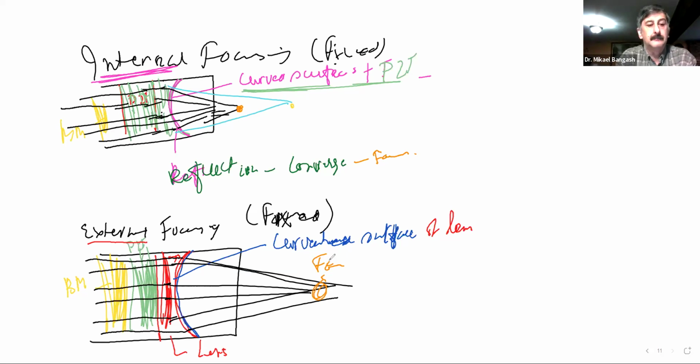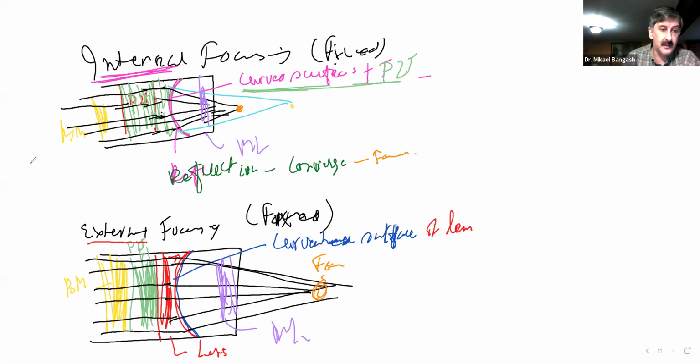Did that make sense? So the internal focusing has a curved surface of PZT and the external has a curved surface of a lens. Exactly. That lens stays built into the transducer, right? Because in both cases, that's where you will have your matching layers. Clear?